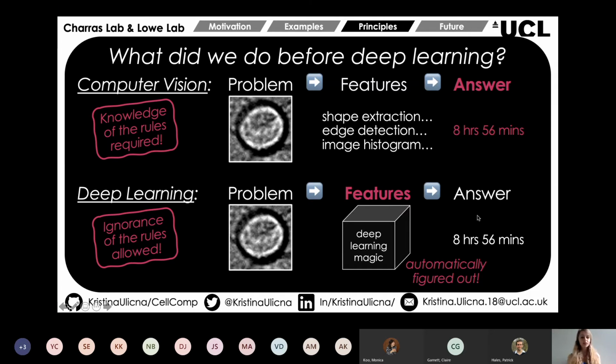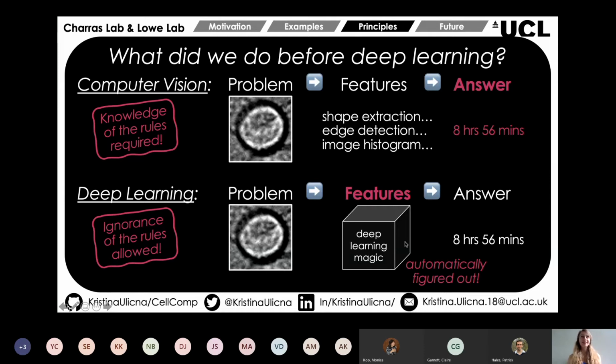Now, this is really great, because what this allows us to do is to approach problems in a hypothesis-free way. So what it means is that complete ignorance of the rules is allowed here. What I mean by that is that I don't need to have any scientific evidence or any hypothesis that tells me, okay, I think it's the shape, or I think it's the roundness, or I think it's the intensity. I can approach this problem in a hypothesis-free way, and the deep learning model, if trained well, is going to automatically figure the rules out.